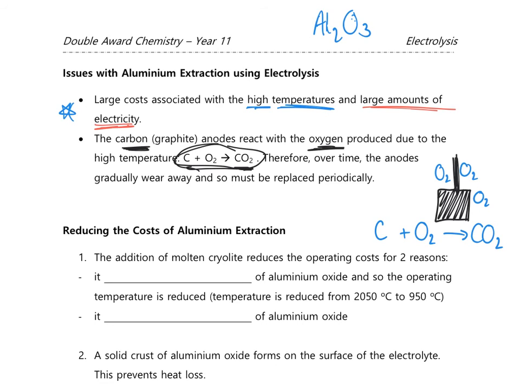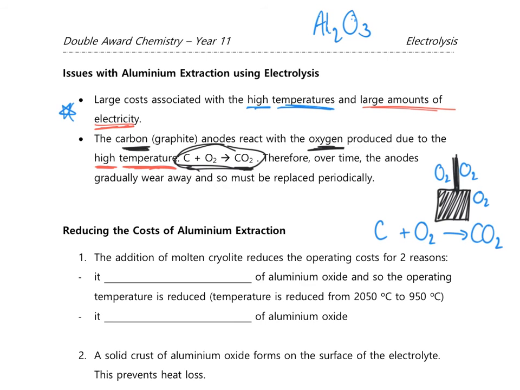And this part here is also really important. The reason this reaction happens a lot is because you've got a high temperature. So it would naturally happen anyway over time, but because you've got a high temperature, this reaction happens more quickly than normal. And so we see this happening a lot. The carbon electrodes wear away over time, and so they have to be replaced.